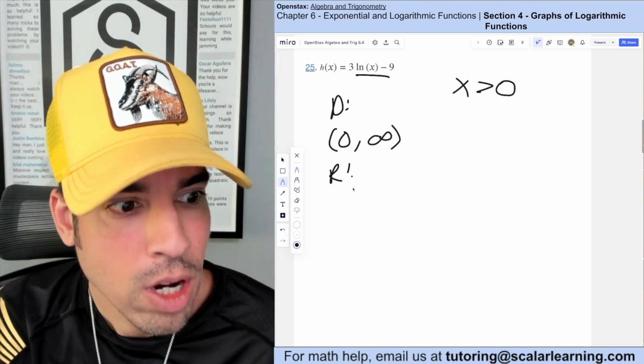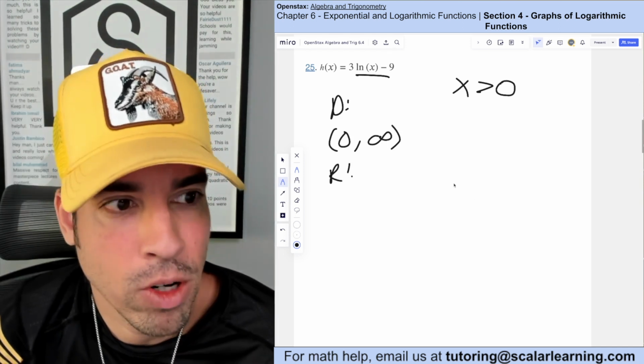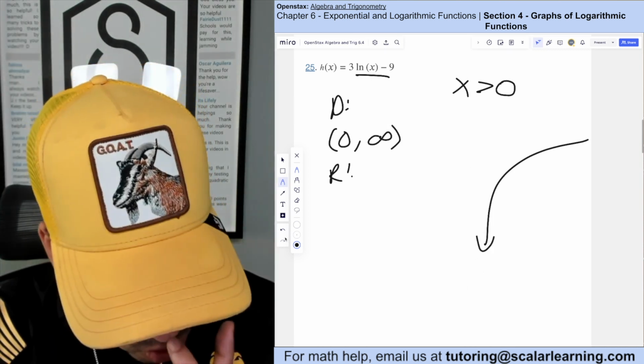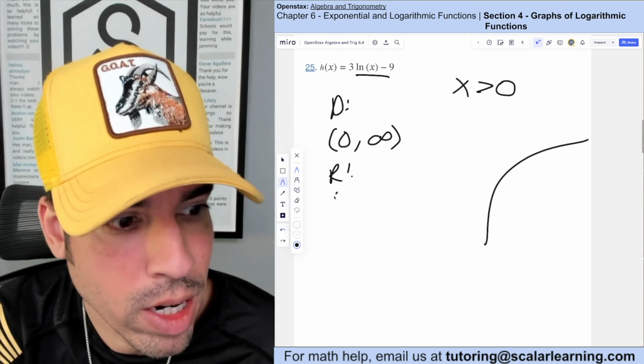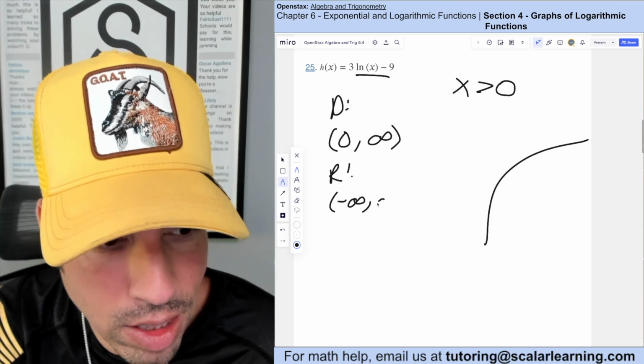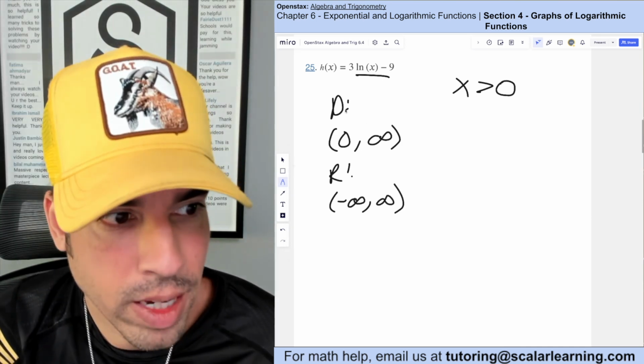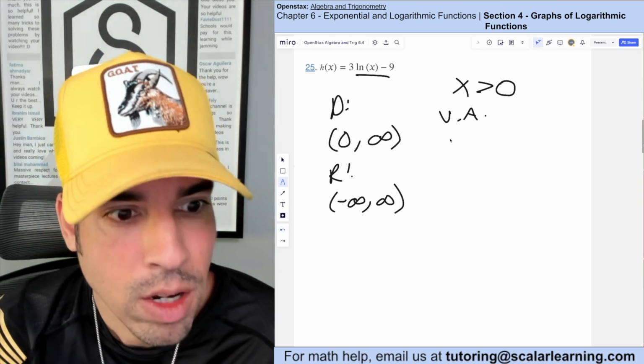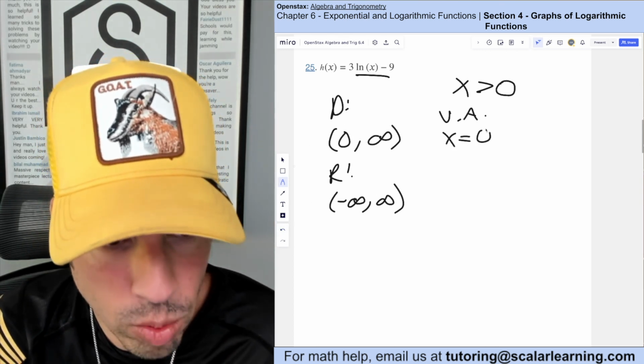And for my range, well, it's a typical logarithmic function that just kind of goes up to the right, down to the left as it approaches that vertical asymptote, which means that my range is all real numbers, hence negative infinity to positive infinity. We also get the vertical asymptote just from finding the domain. It's right here at that starting point, which means the vertical asymptote is at x equals 0.